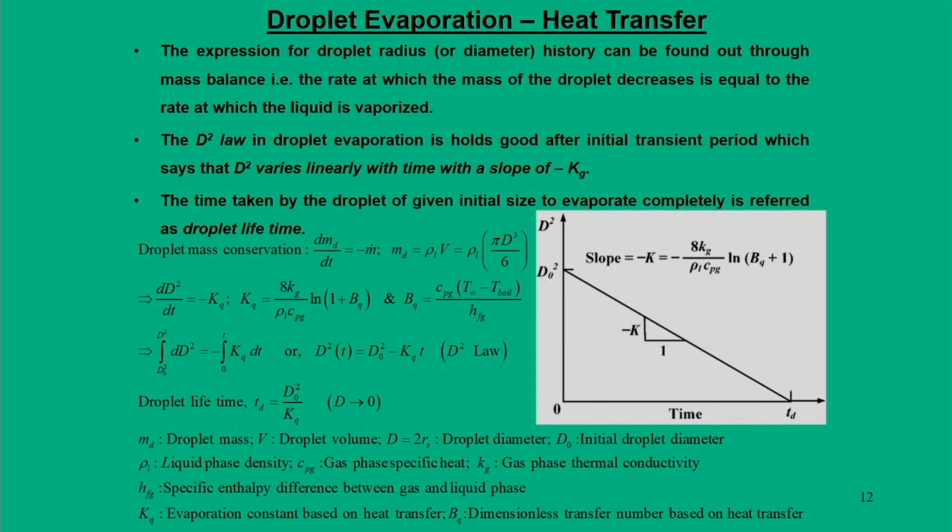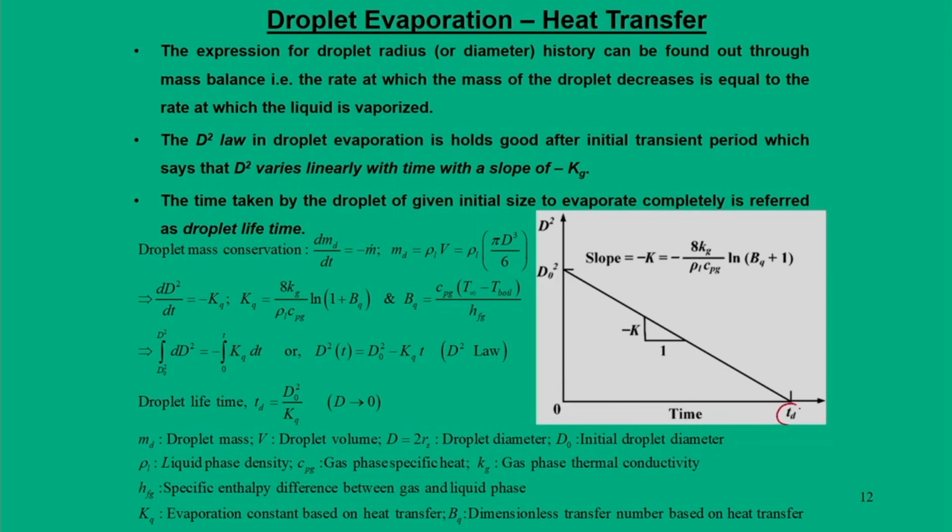Now, when you do this, we are able to frame how a certain initial size of droplet shrinks to zero diameter, or when it completely evaporates. Based on this we are able to find the droplet lifetime Td, by which the initial size of the droplet d0 drops after a certain time with a negative slope minus k. This negative slope is a function of the thermophysical properties and the transfer number, and this k we call the evaporation constant based on heat transfer, and BQ is the dimensionless transfer number based on heat transfer. So, we are now in a position to express the evaporation constant KQ and the transfer number BQ. From this we can recall the mass balance expressions.